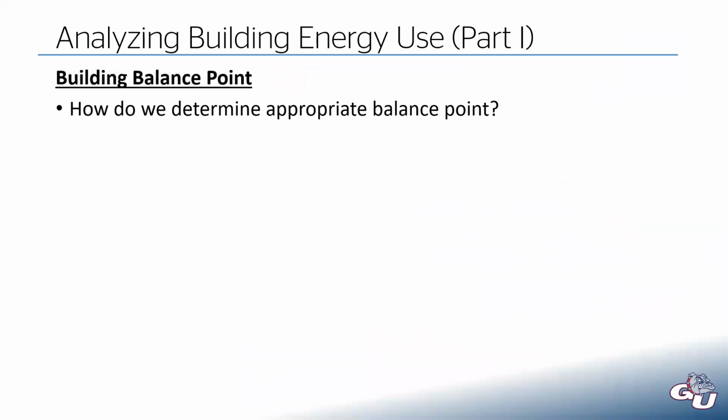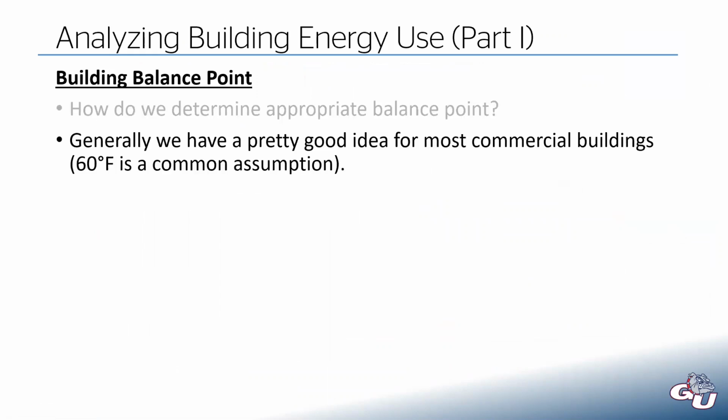Well, that's great, but how do we determine what is the appropriate balance point? Generally, we have a pretty good idea for most commercial buildings. If you have no idea, 60 degrees is a very common assumption and is probably going to be a pretty safe assumption. It used to be that 65 was more of the standardized assumption, but that was back when we had a lot less internal heat gain.